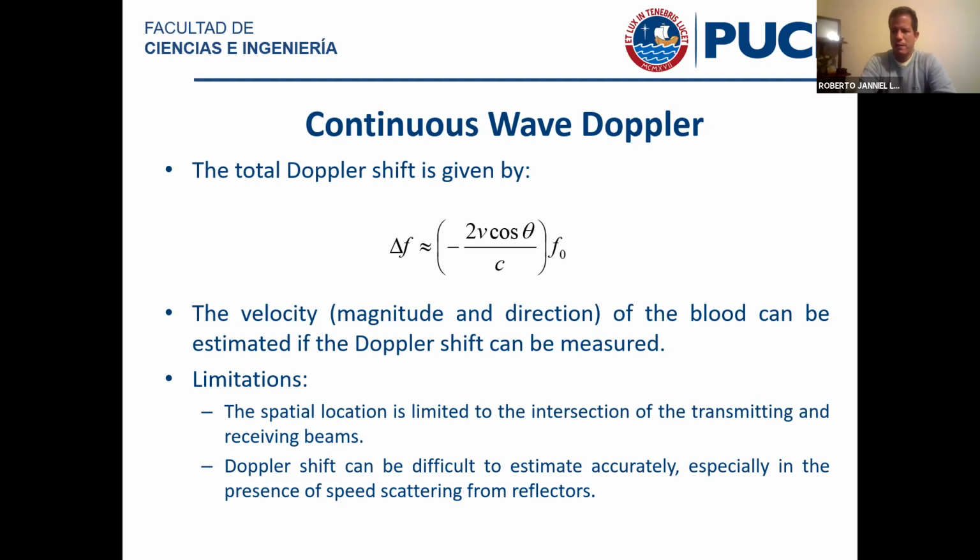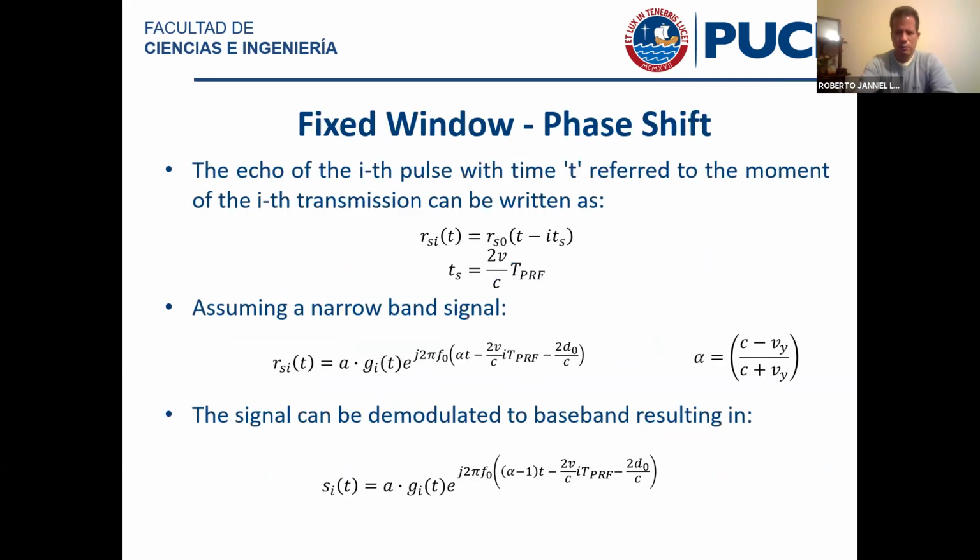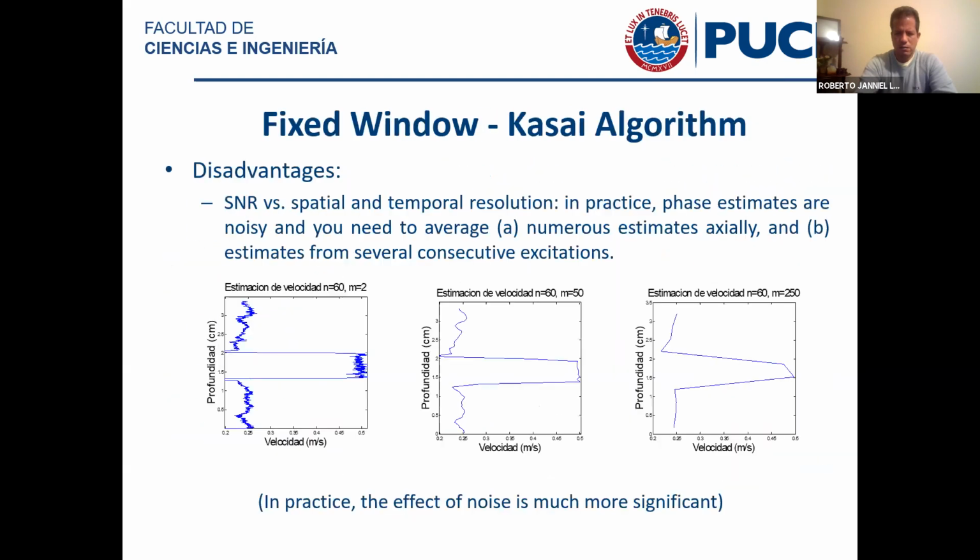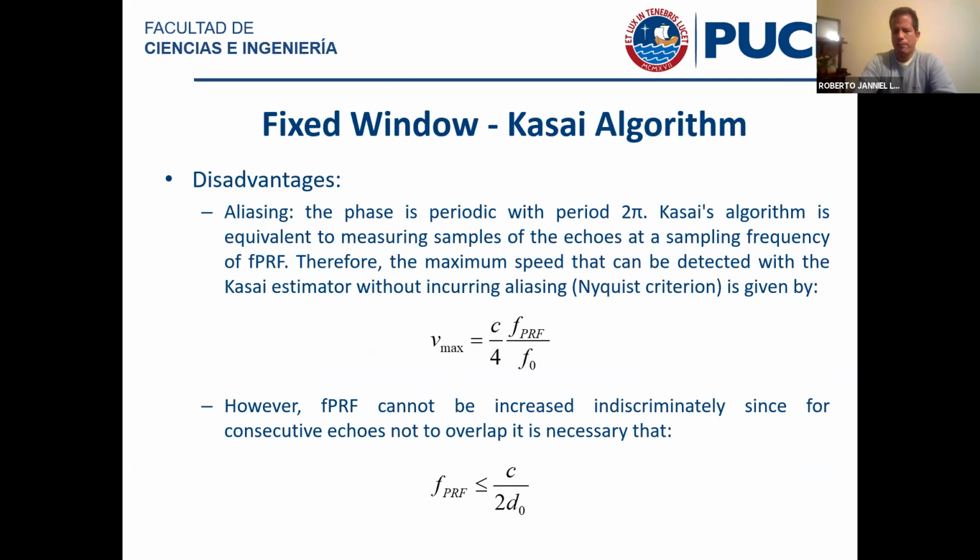If you're sampling something at FPRF, what's the maximum frequency that you can detect? Half of it. Correct. So that would be FPRF divided by 2, which would be equal to 2 times the maximum velocity divided by C multiplied by F naught. Equivalently, the maximum velocity would be equal to C times FPRF divided by 4 times F naught, which is very likely the same thing that we have here: C divided by 4 times FPRF divided by F naught. It's just what it is. There's no magic in there. That directly comes from there.